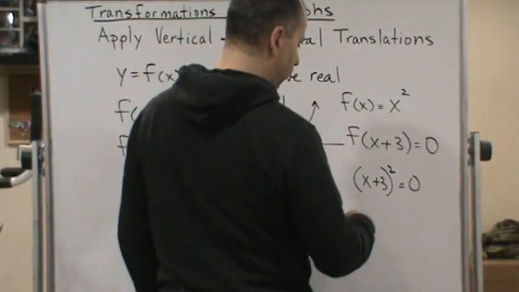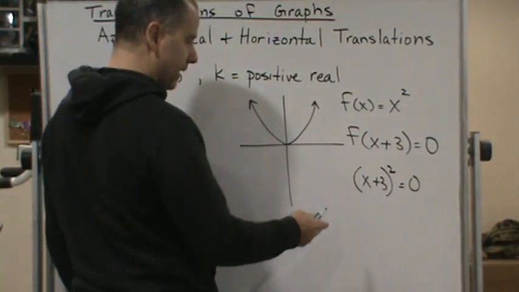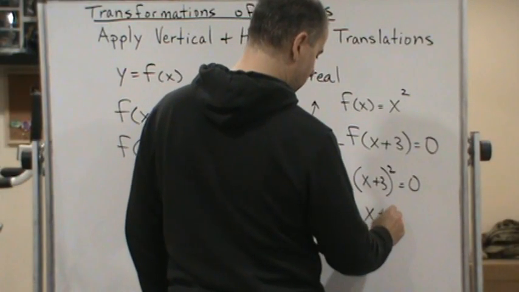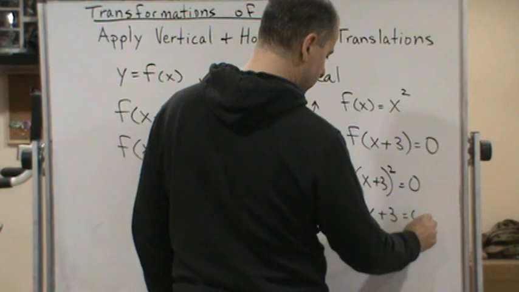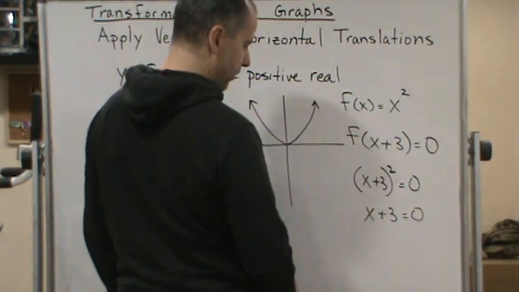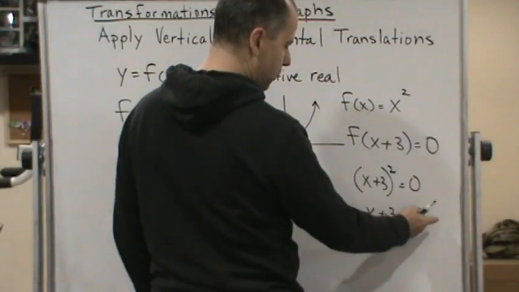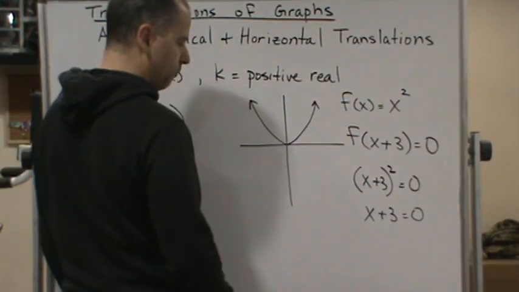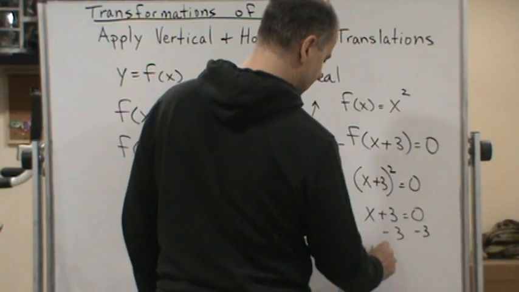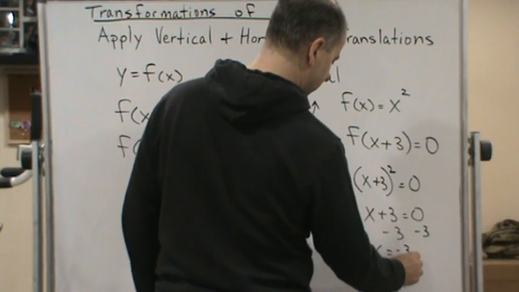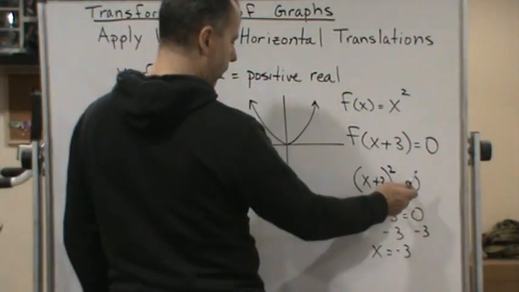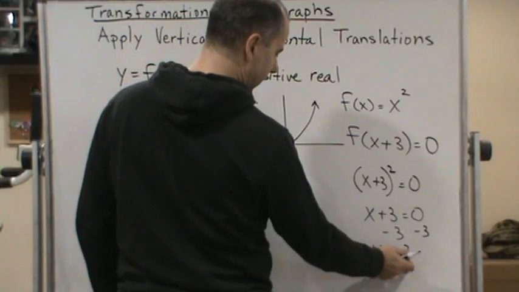And so if we take the square root of both sides, we get x plus 3 is equal to 0, because the square root of 0 is 0, and there's no such thing as plus or minus 0. So now I'm going to subtract 3 from both sides, and I get x equals negative 3. So what happened to the vertex? When y is 0, x is negative 3.